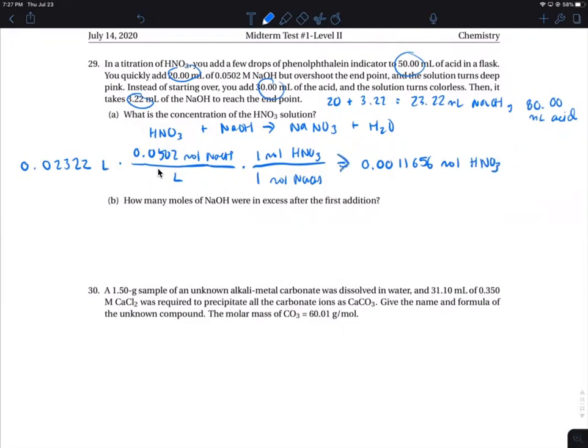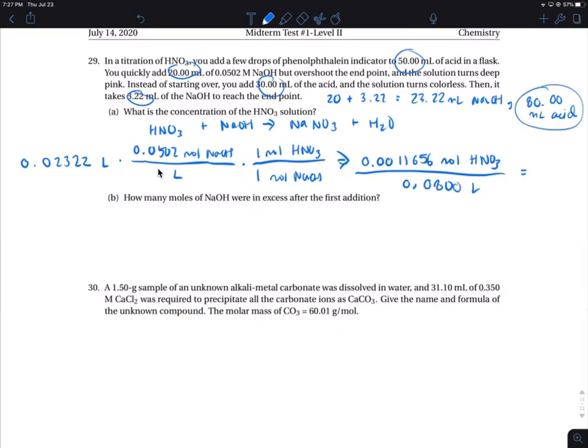All right, so we can go ahead and find the molarity or the concentration by dividing by the total volume, which was 80 liters, or sorry, 80 milliliters, or 0.080 liters. So that's just going to give us 0.0146 molar HNO3 solution.